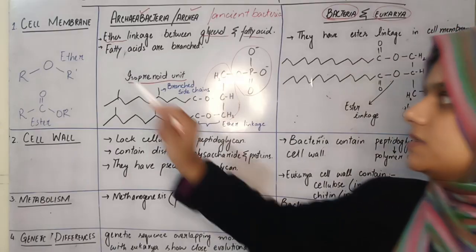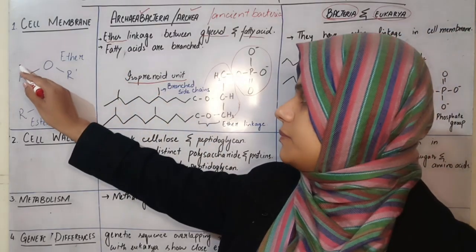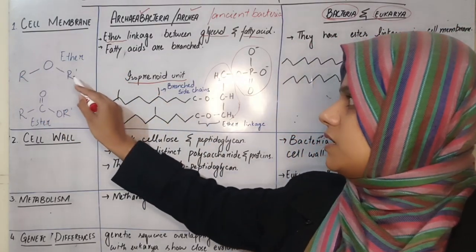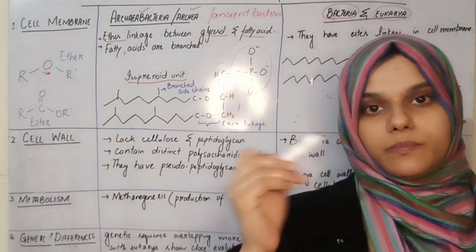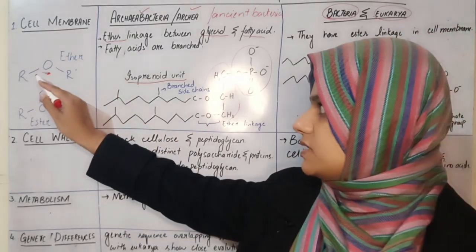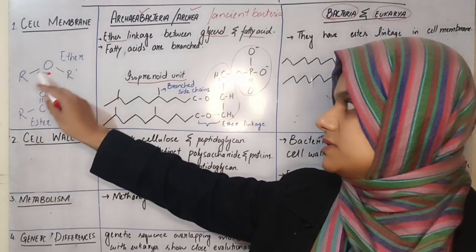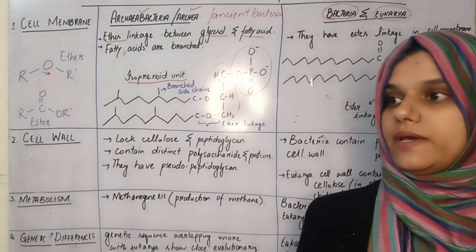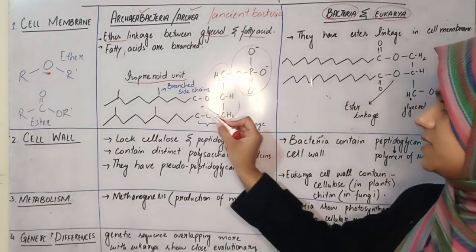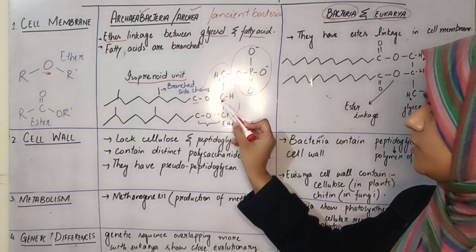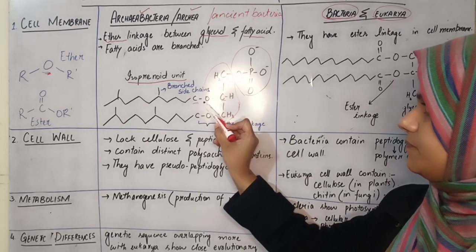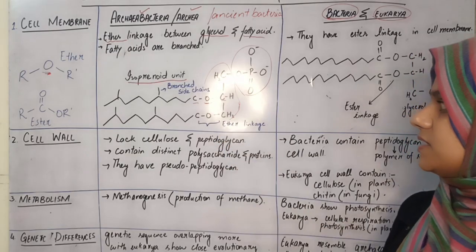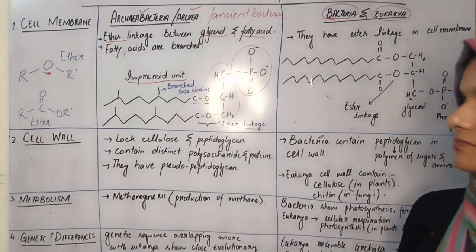Now, what is ether linkage? Ether linkage is when one carbon combines with another carbon through oxygen. So the linkage is between two carbons, both having a single bond, and both the carbons are bound to each other via oxygen. Here you can see the carbon of alcohol, glycerol, and the carbon of the fatty acid. They are both bound to each other through oxygen, and this linkage is called ether linkage.